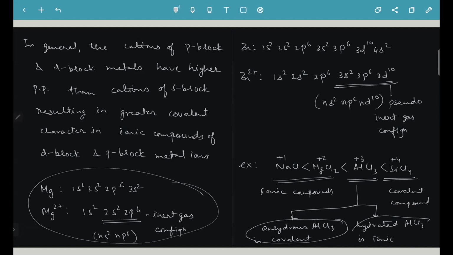So from sodium chloride to magnesium chloride to aluminium chloride to silicon chloride, the extent of covalent character in the compounds increases. The more the charge on the cations, the more the covalent character. Aluminium chloride is found to exist in ionic as well as covalent forms. Anhydrous aluminium chloride is found to be a covalent solid, whereas hydrated aluminium chloride is found to be an ionic solid. Is this clear? As charge on the cation increases, covalent character increases.